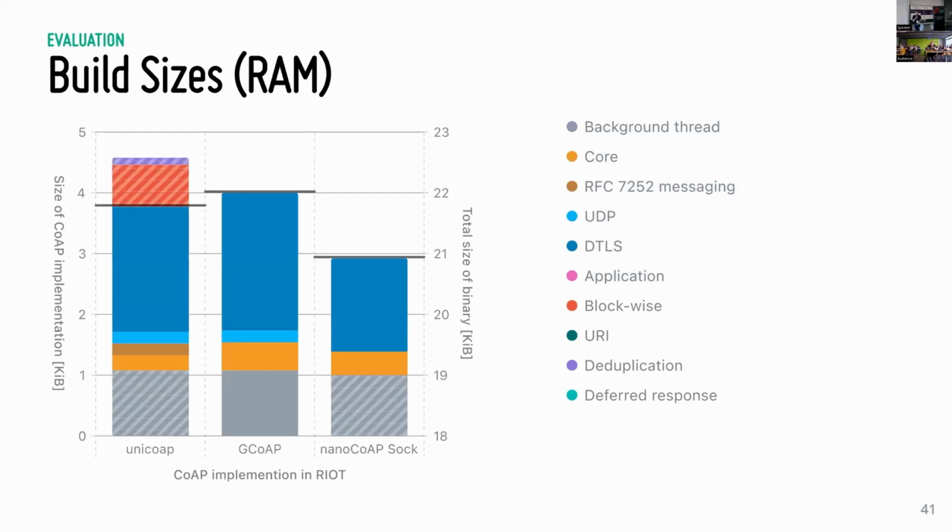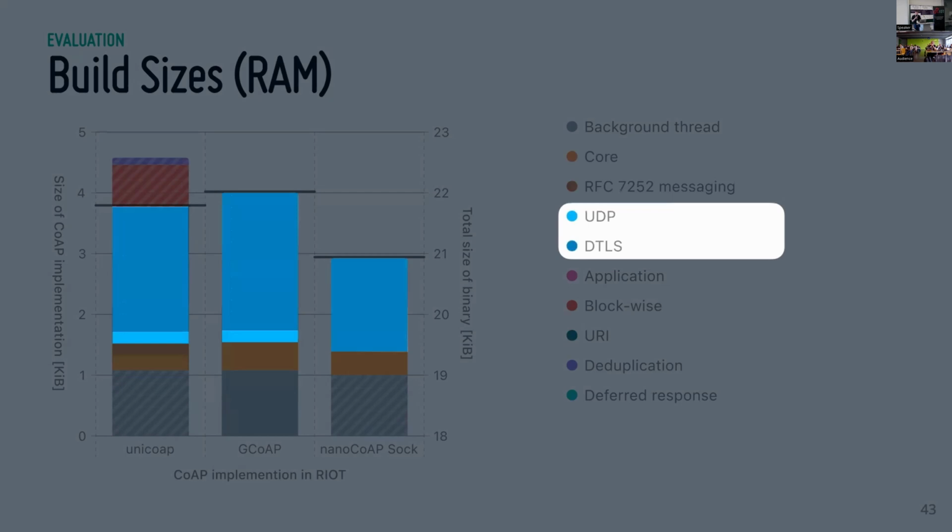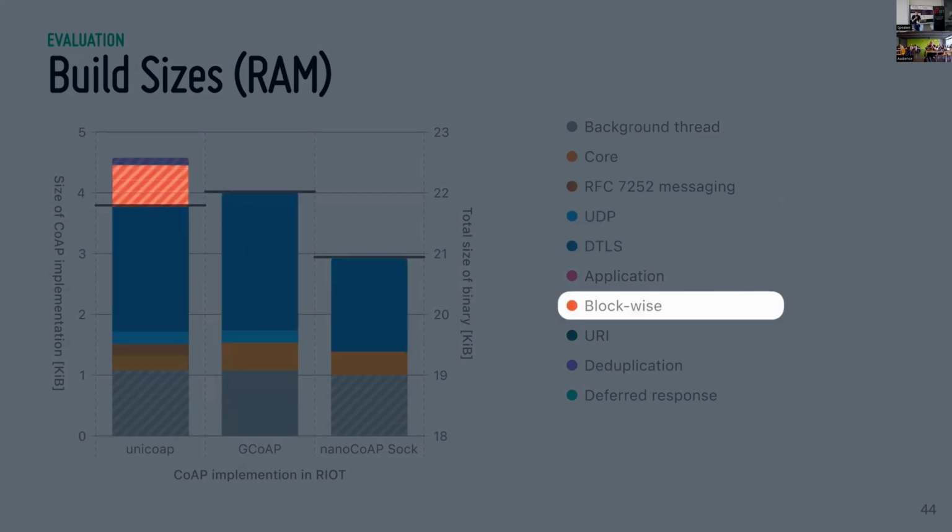Looking at memory sizes, unicoap and nanocoap SOC support using an optional thread that runs in the background. You don't have to. You can also use unicoap on your own thread and run the processing loop there. gcoap only supports a fixed background thread. Memory required for core state management is roughly the same, which is not really that surprising considering that it is the same kind of data, and the only difference is how it's represented in memory. UDP and DTLS is quite the same.